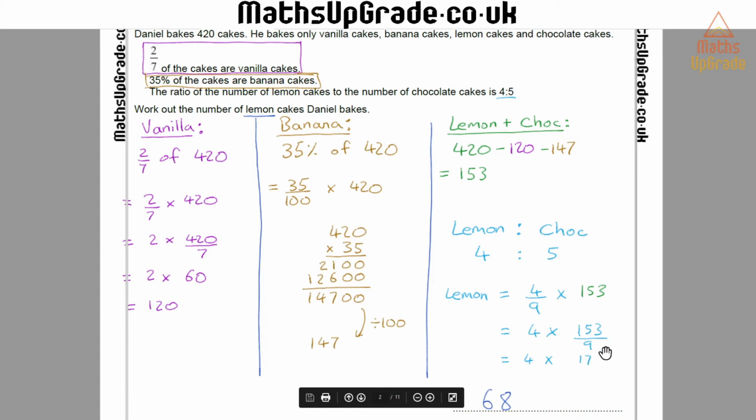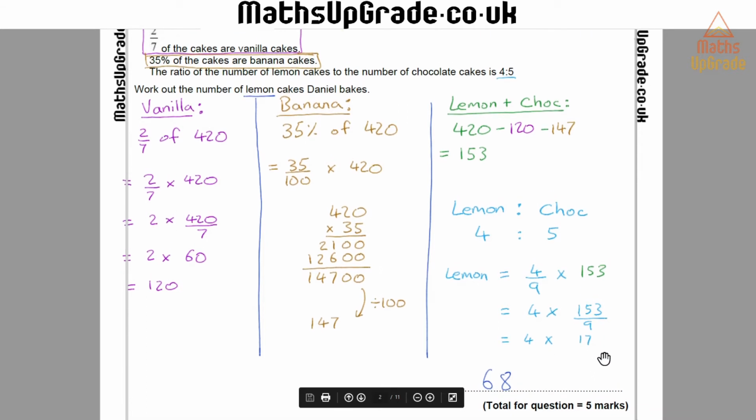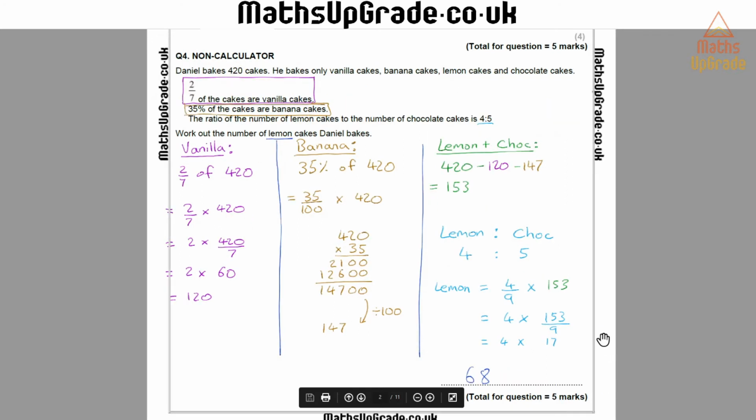So 153 divided by 9, you can do that using short division, or you can do it mentally, and that is 17. 17 times 4 is 68. That whole question there is worth 5 marks.